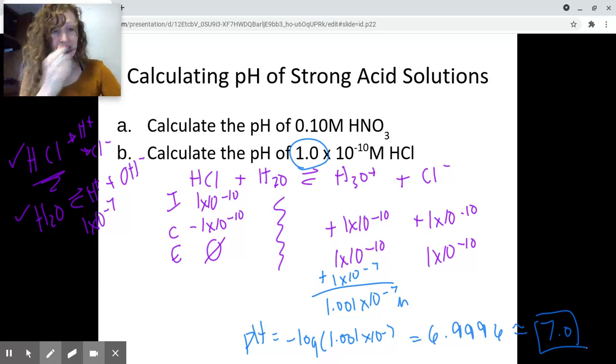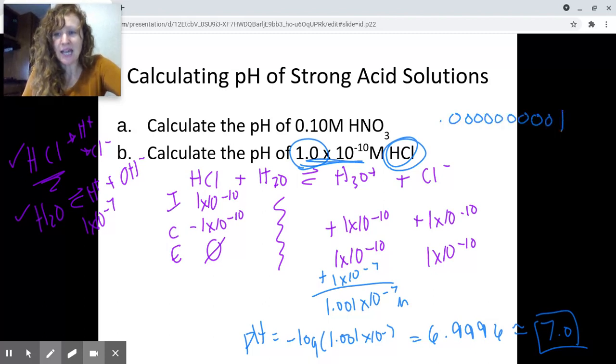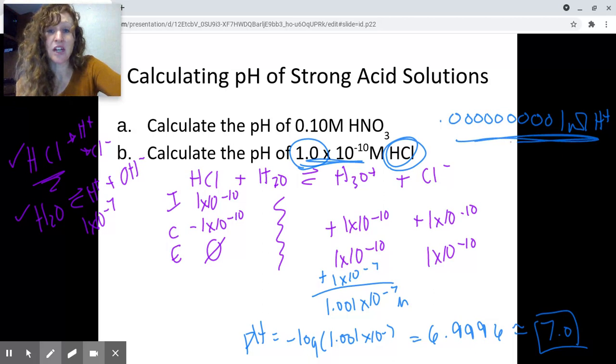Okay, so in this case, it's kind of an interesting problem. I have a strong acid, right? But does my strong acid contribute significantly to the hydrogen ion concentration? It actually doesn't, which is weird because it's a strong acid. You would think that it would, but it's such a low concentration. I mean, look at this. For every liter, you have 10 to the negative 10 moles of HCl or H+. So it's just not enough hydrochloric acid to actually influence the pH.